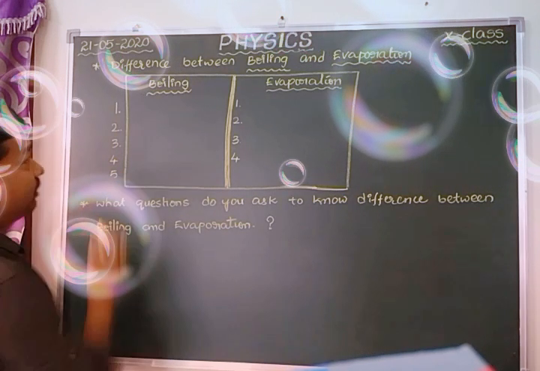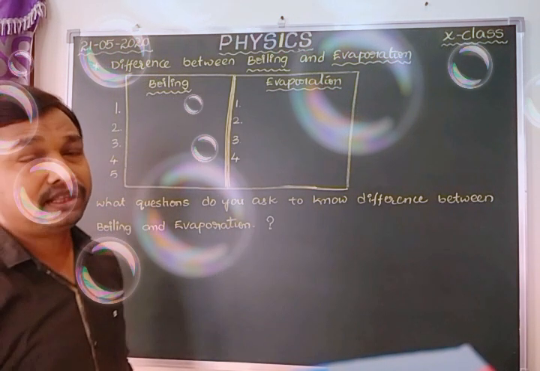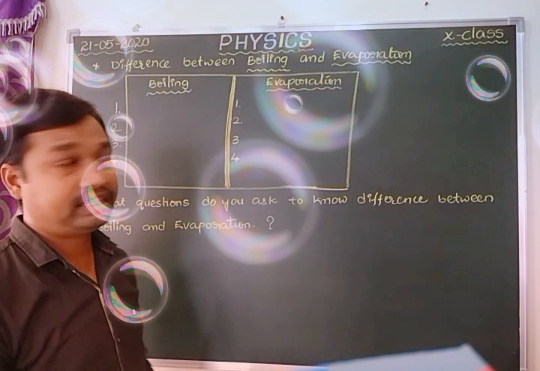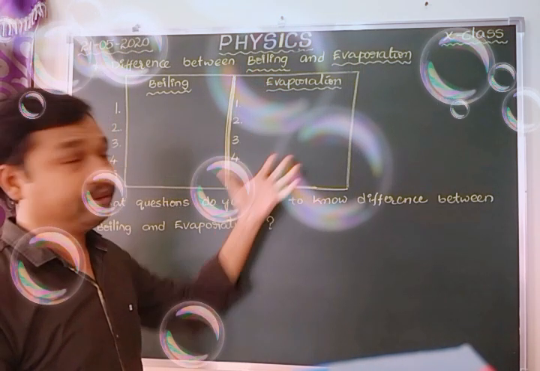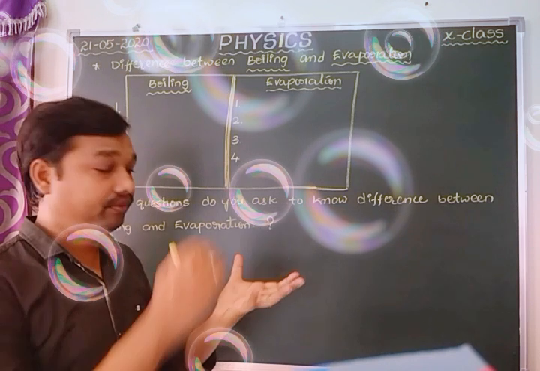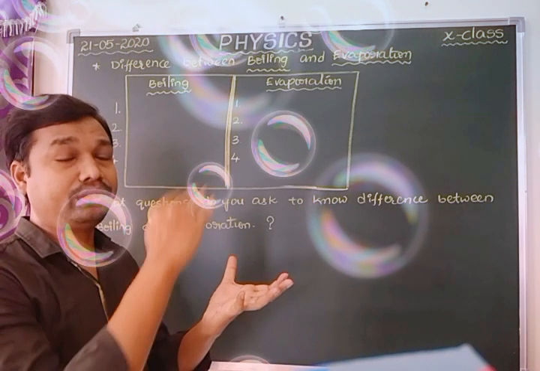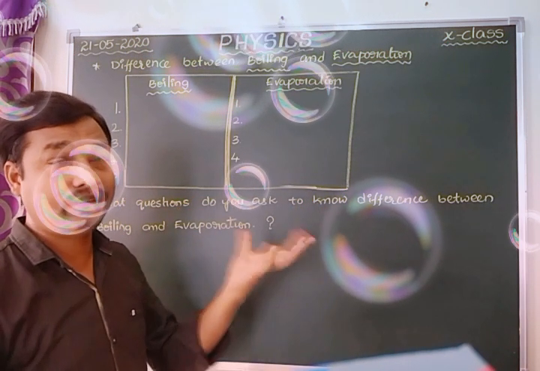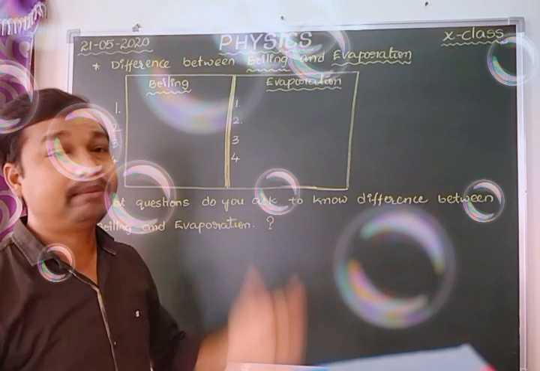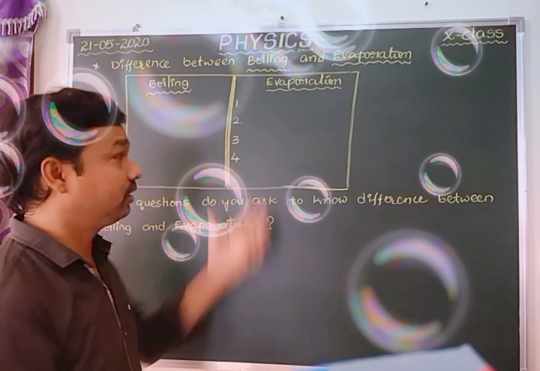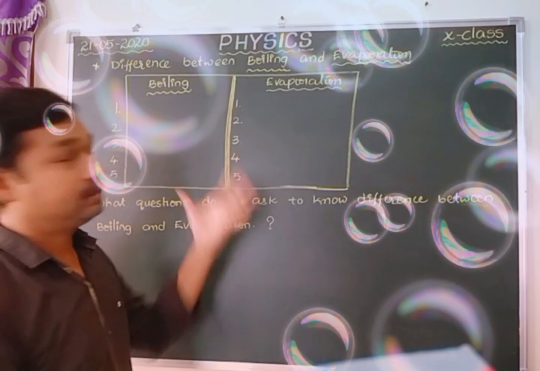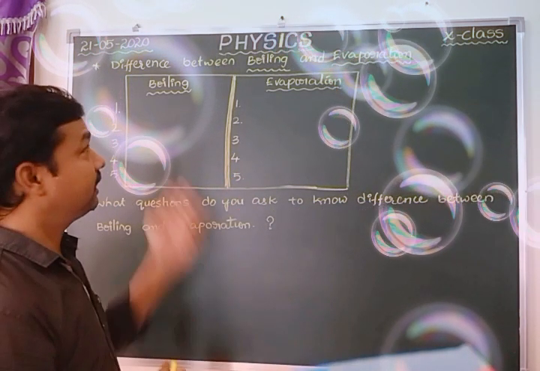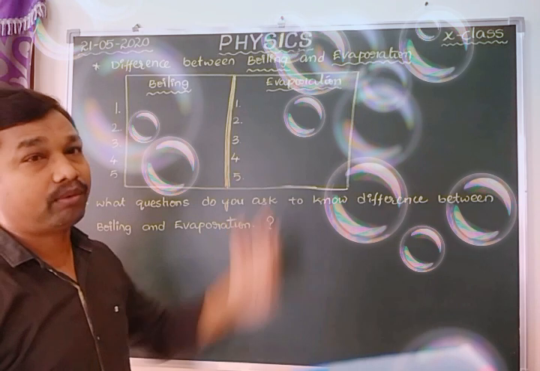And finally, in boiling we are supplying heat energy continuously. In evaporation, the liquid in the container keeps evaporating, and what happens to the remaining liquid? It becomes cool, so it is called a cooling process. These are the main important points regarding boiling and evaporation.